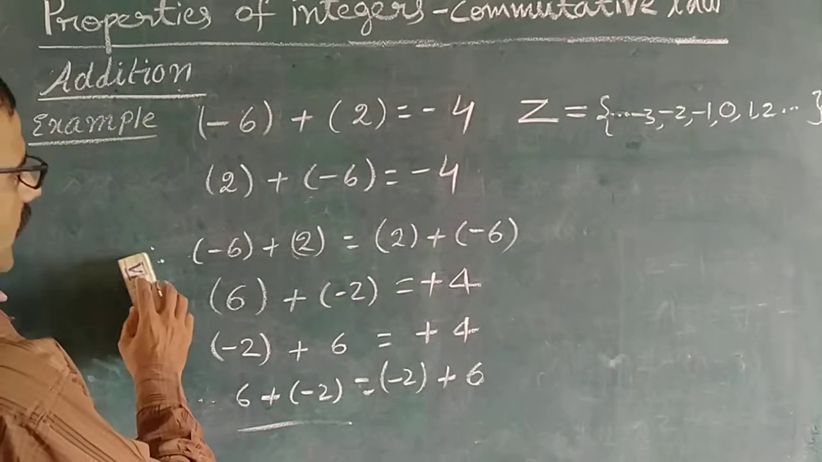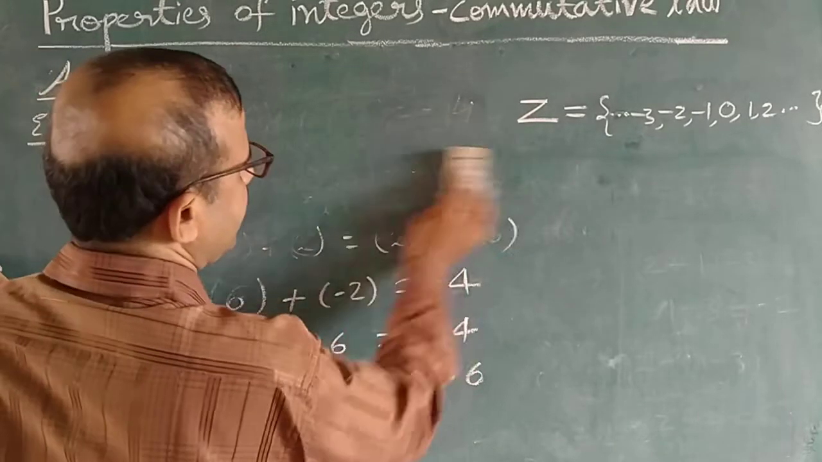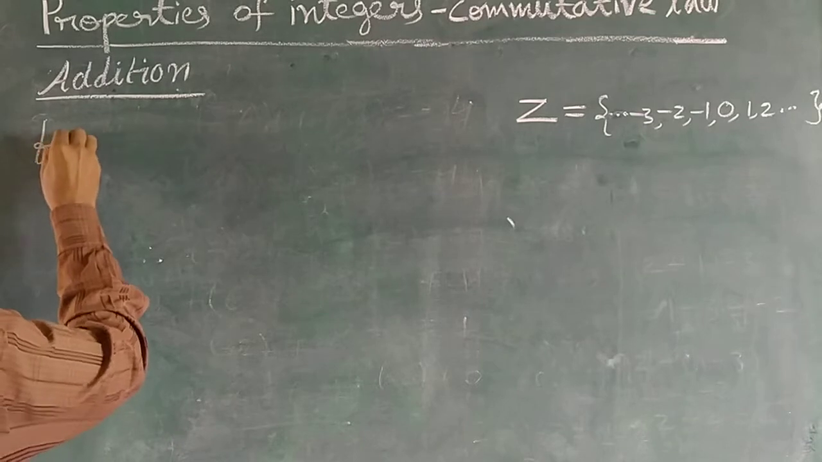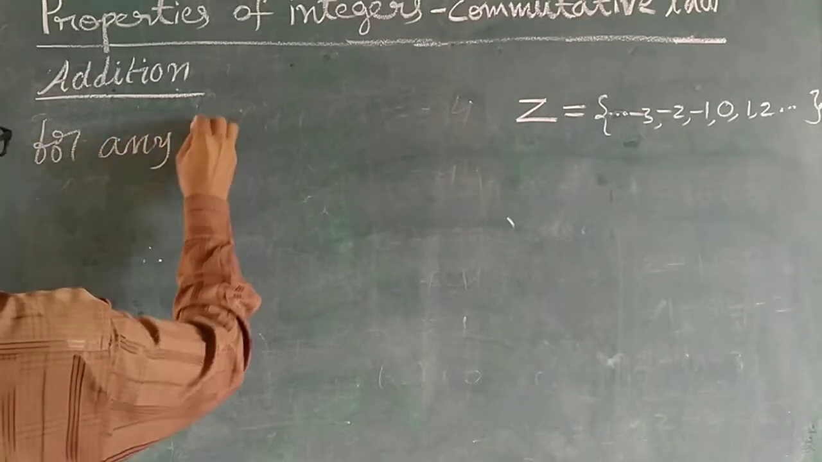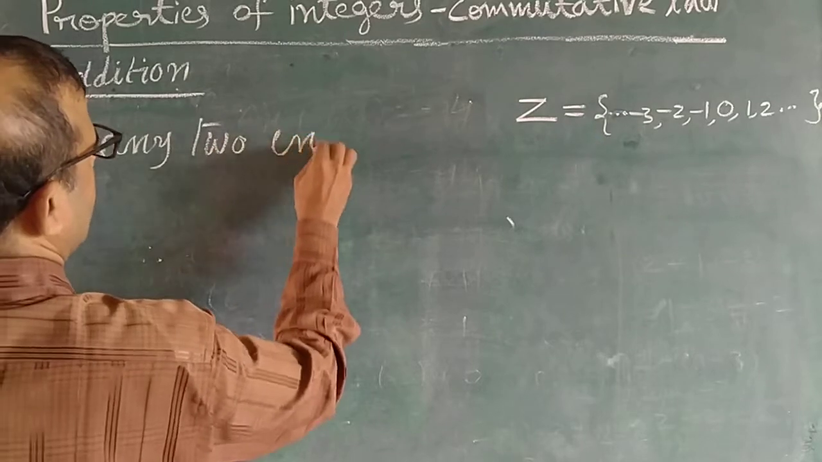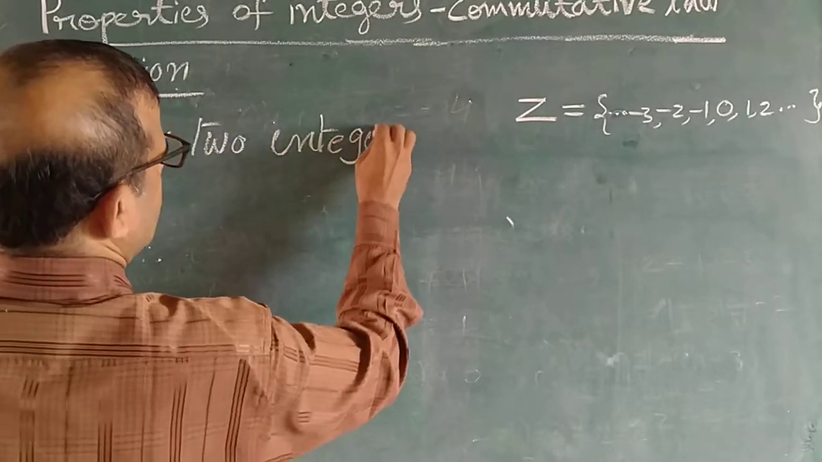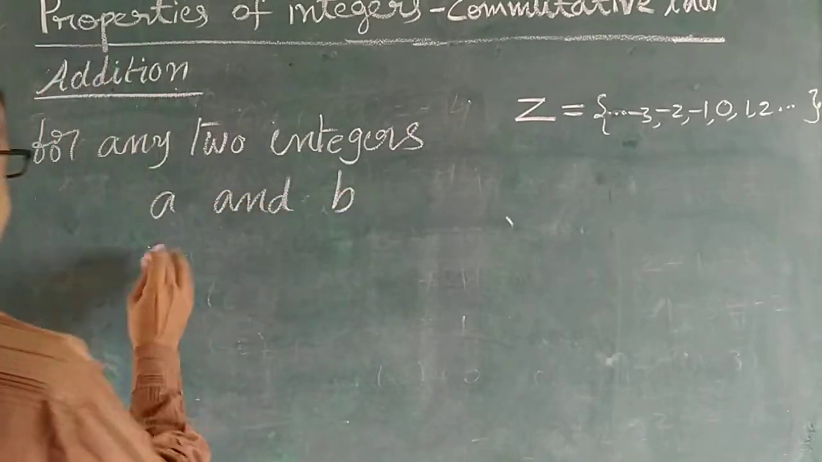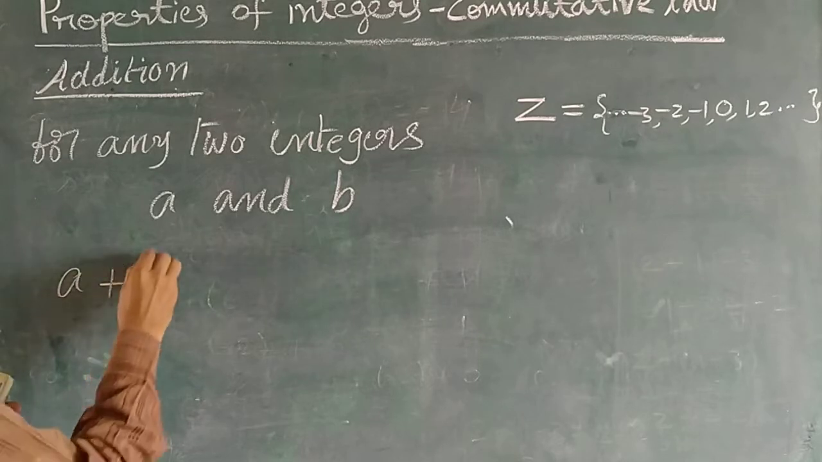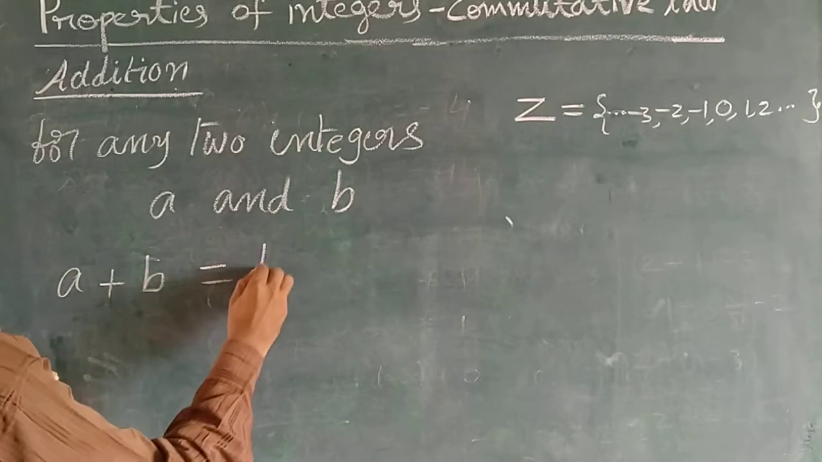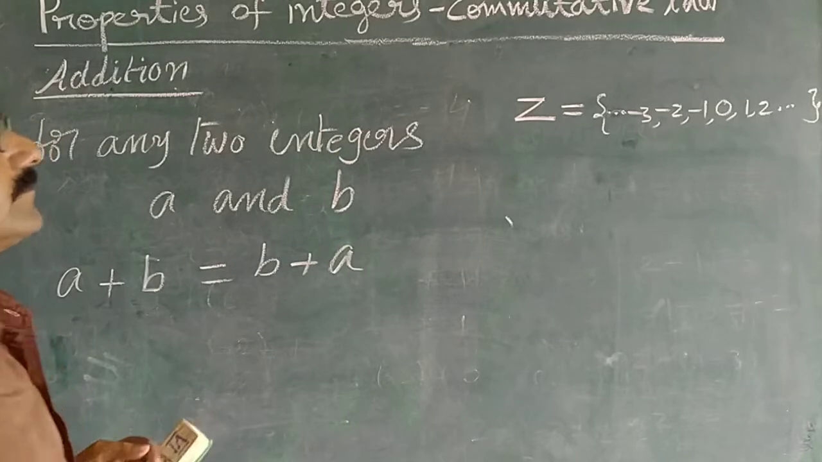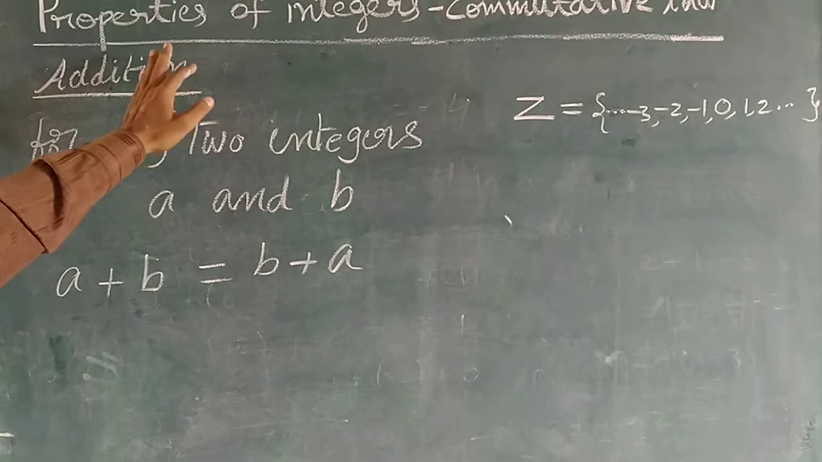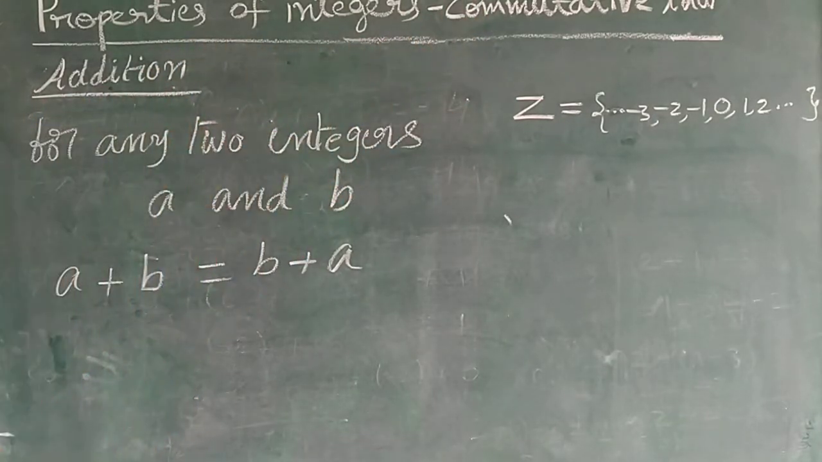Therefore, for any two integers A and B, A plus B is always equal to B plus A. A plus B is always equal to B plus A. This is called the commutative law of integers with respect to addition.